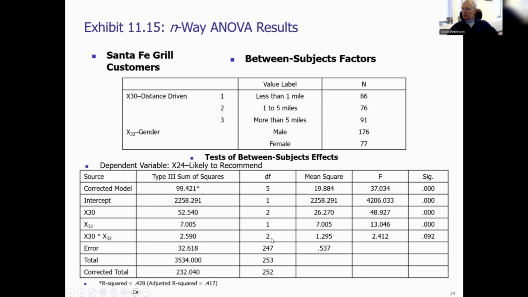When we go here, we see that the F statistic is small, and so the significance level associated with it is higher than 0.05. So we would retain our null hypothesis that there is no interaction effect between distance driven to the restaurant and gender.